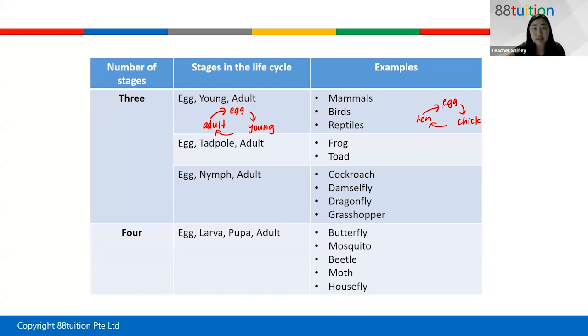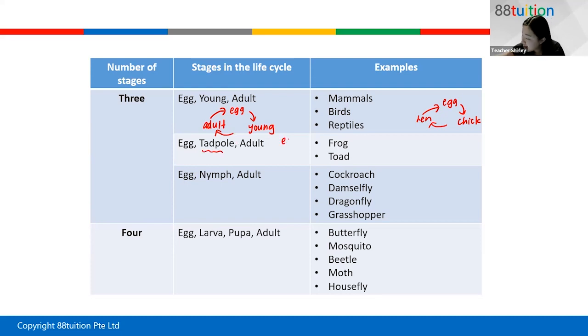Okay, egg, chick, hen. So that's a 3-stage life cycle. Reptiles as well, like crocodile. You have your egg, you have your baby crocodile, then you have your adult crocodile. Okay, so reptiles as well. Now, which one has tadpole?